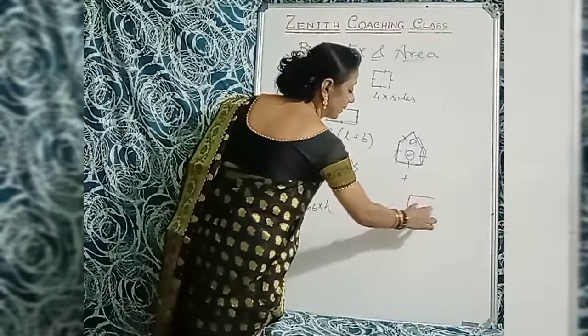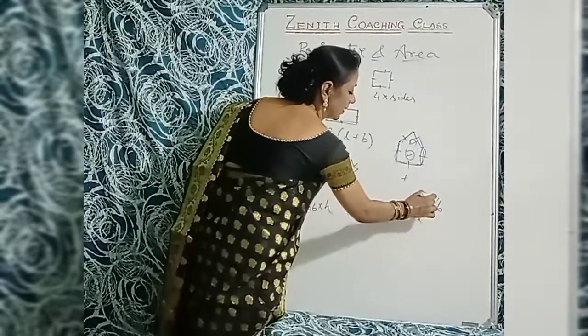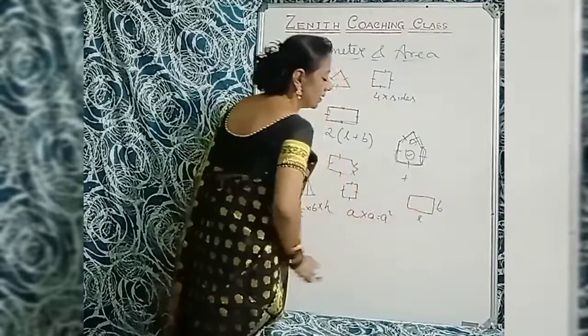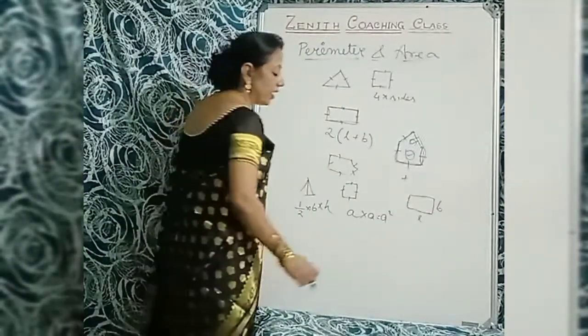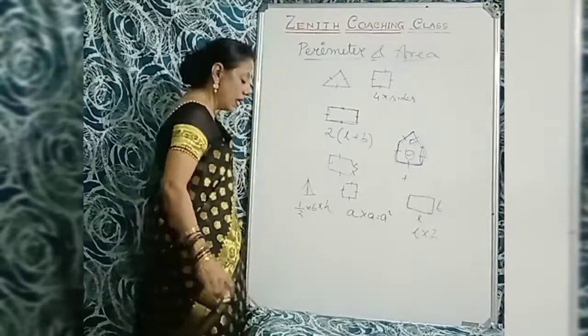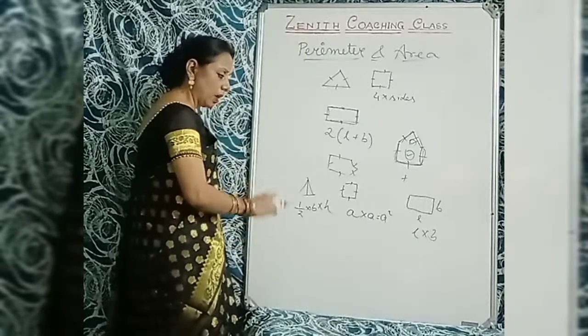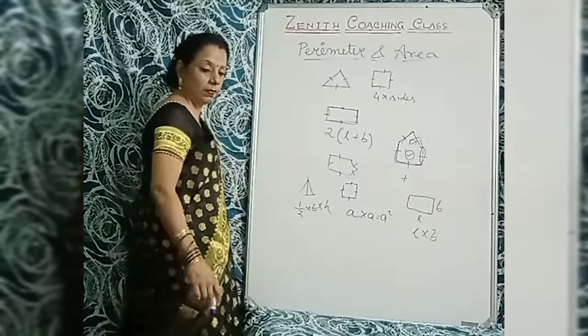Okay, area of a rectangle. So area of a rectangle, this is length and this is breadth. This is a very bad rectangle, you know. So this is length and this is breadth. So area equals length multiplied by breadth. Okay, I'll teach you the area formula of the parallelogram and the rhombus in the next class.